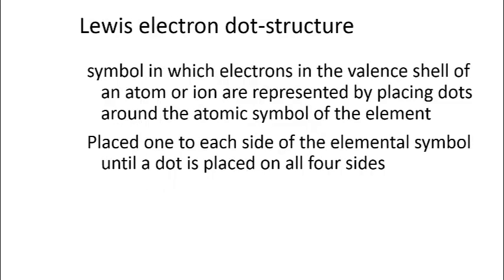Lewis electron dot structure. A Lewis electron dot symbol is a symbol in which electrons in the valence shell of an atom or ions are represented by placing dots around the atomic symbol of the element. The dots are placed one to each side of the elemental symbol until a dot is placed on all four sides of the elemental symbol. Then the dots are written two to a side until all of the element's valence electrons are accounted for.